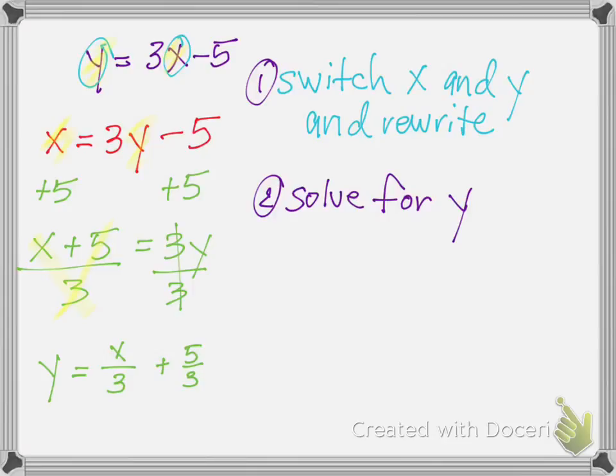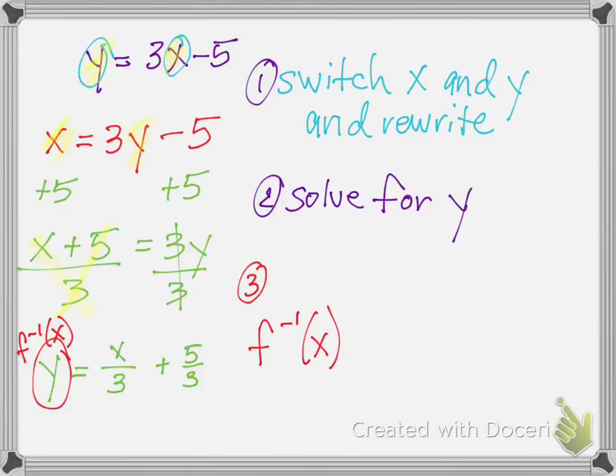And then the final step is to write this as an inverse. So I'm going to replace my y back again. My final answer would be f to the -1 of x, which just means that this is an inverse function, equals x over 3 plus 5 over 3.